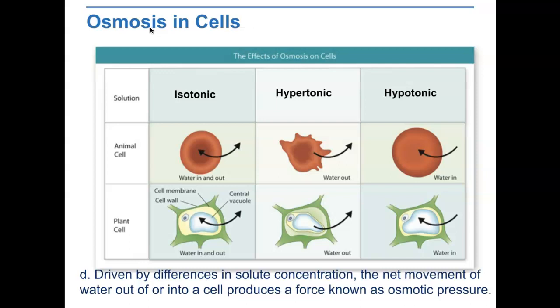Isotonic: the concentration of solutes is the same inside and out of the cell. Water molecules move equally in both directions. Hypertonic: the solution has a higher solute concentration than the cell. The net movement of water molecules out of the cell causes it to shrink. Hypotonic: the solution has a lower solute concentration than the cell. The net movement of water molecules into the cell causes it to swell.